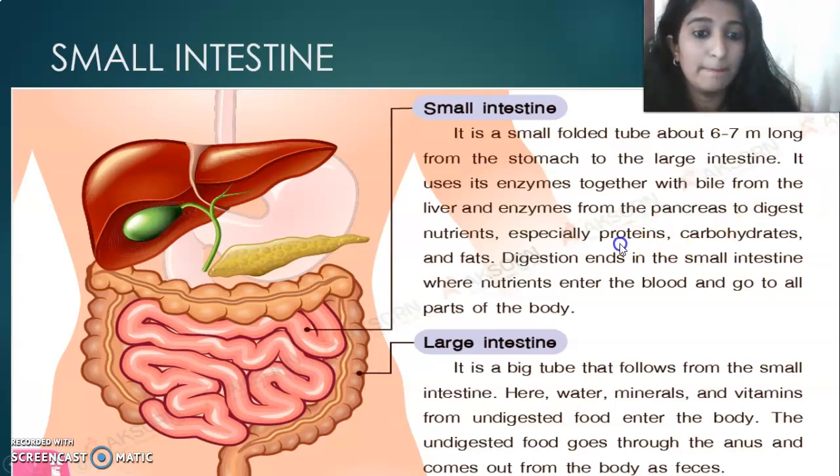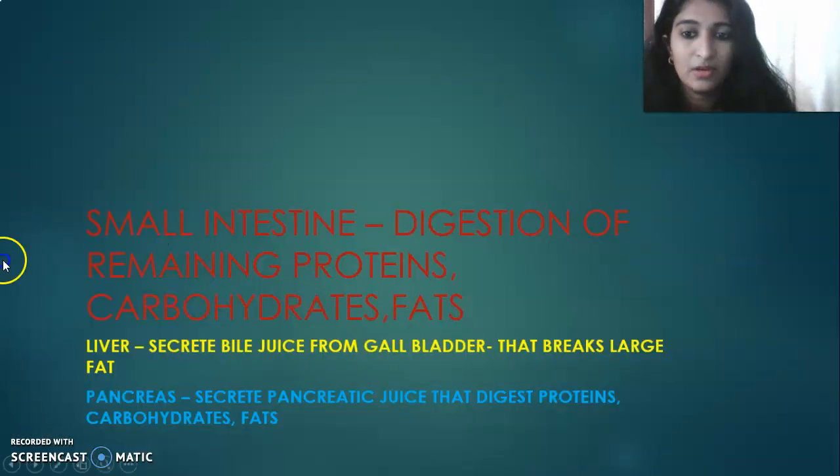We need to digest proteins, carbohydrates, and fats. So digestion ends in the small intestine, where the nutrients are now ready to be absorbed into the blood. The liver secretes bile, and bile digests fat. The pancreas secretes pancreatic juice, which digests proteins, fats, carbohydrates, and other nutrients. So digestion is complete in the small intestine, with the digestion of remaining proteins, carbohydrates, and fat.